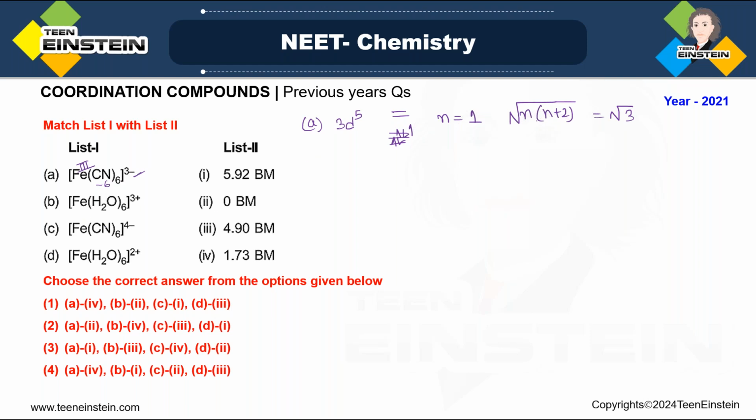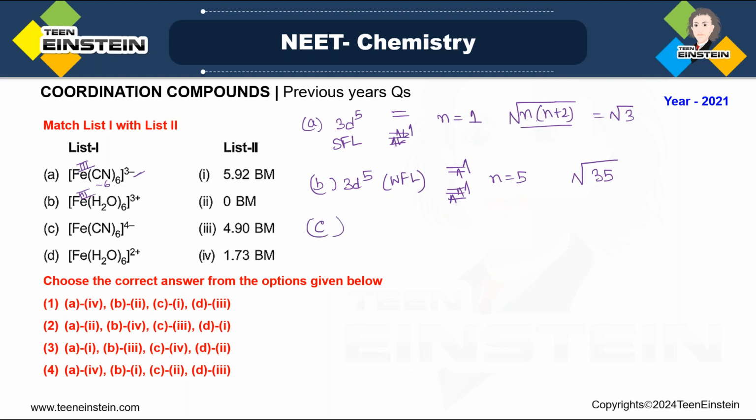Now come to the next one, Fe(H2O)6 3+. This is also 3+, and here also it is 3d5. But what is the difference? In the previous one, it is SFL, strong field ligand, but now it is weak field ligand. So the number of unpaired electrons will now change. Now n is equal to 5, and this part will be 5 into 7, that means 35.